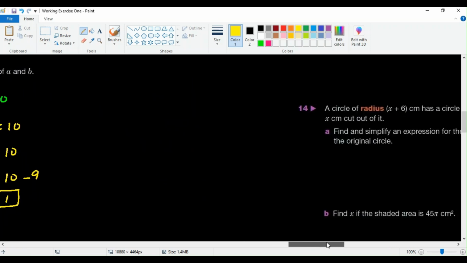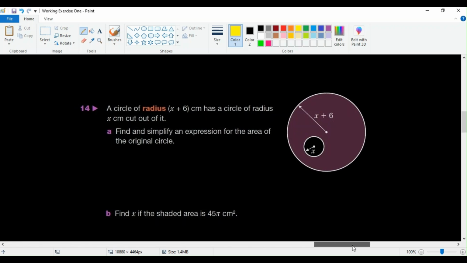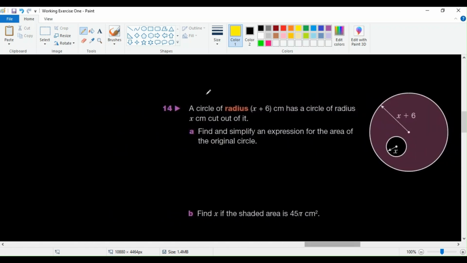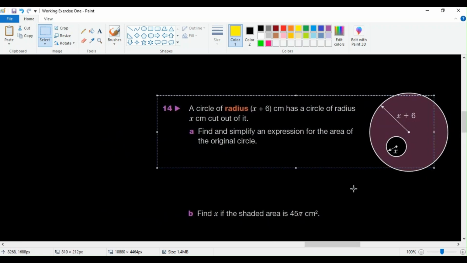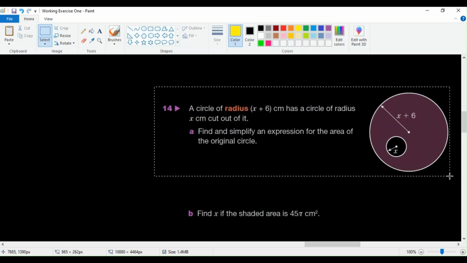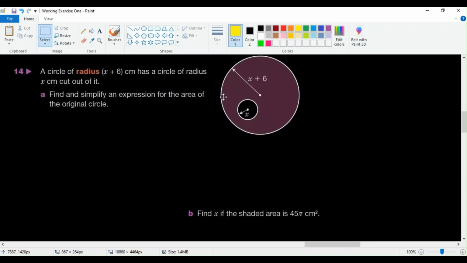Moving on to the next question. In here it says that a circle of radius, I'll bring this question a little on top for you to see this clearly. There are two parts of the question.